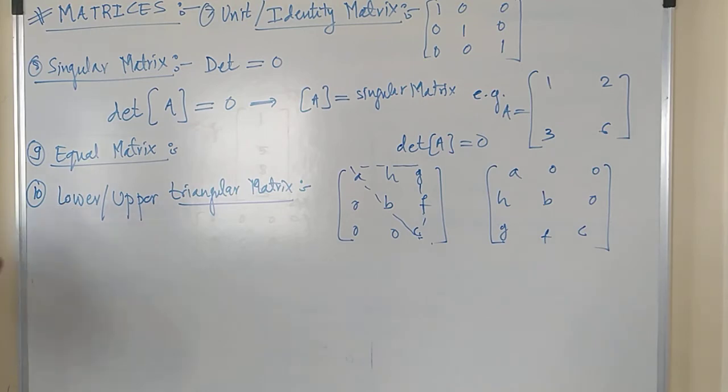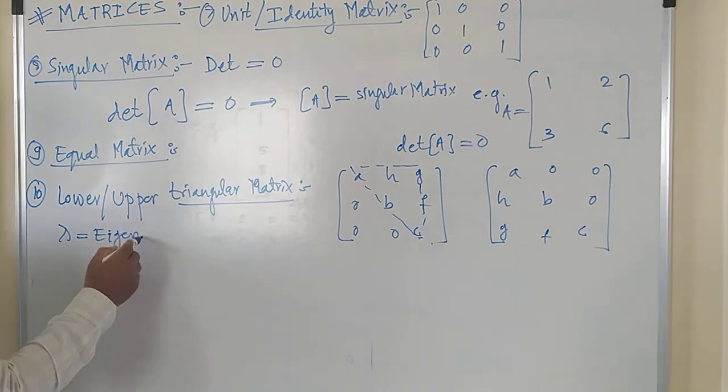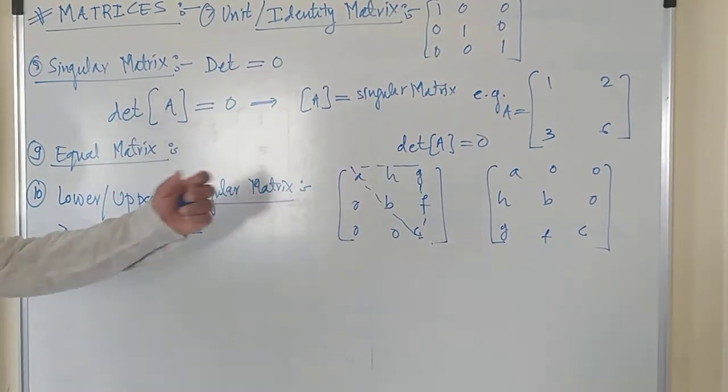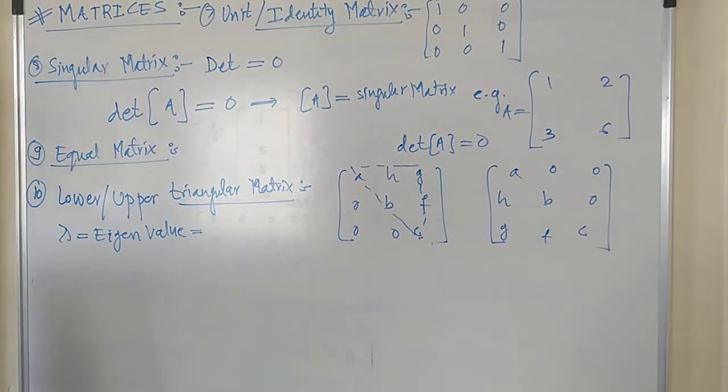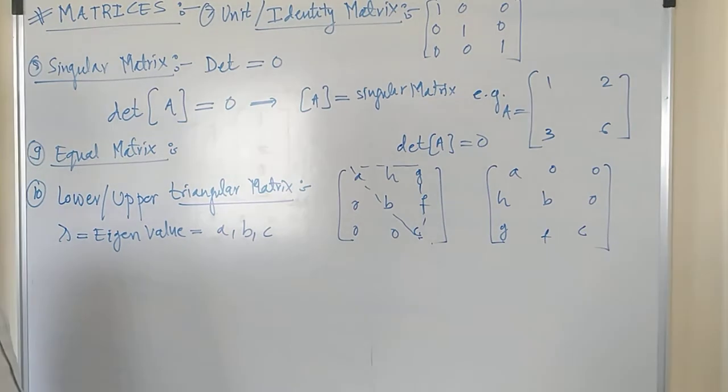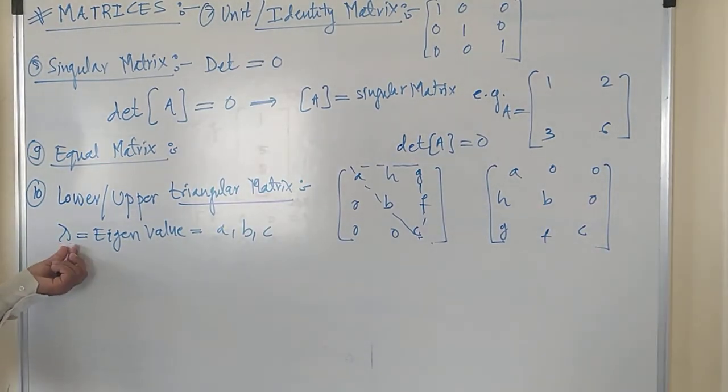And the important point about these upper and lower triangular matrices is that the eigenvalue, lambda is the eigenvalue of the matrix. So the eigenvalue of such kind of matrices is equal to the diagonal elements, right? So what are the diagonal elements? Diagonal elements are A, B, C. It's a property of the upper and lower triangular matrices. So the eigenvalues of upper and lower triangular matrices are equal to their diagonal elements.